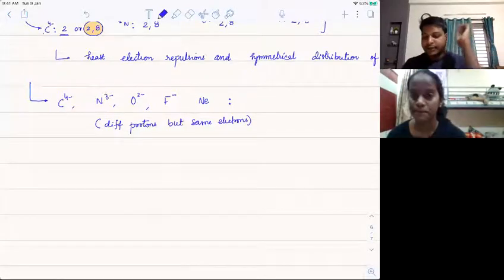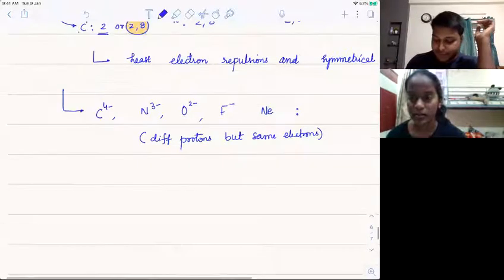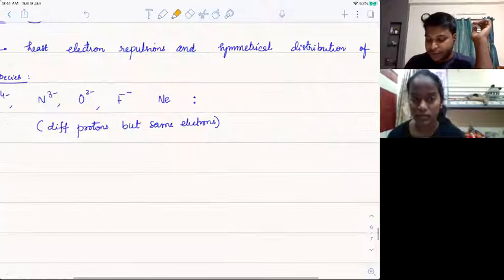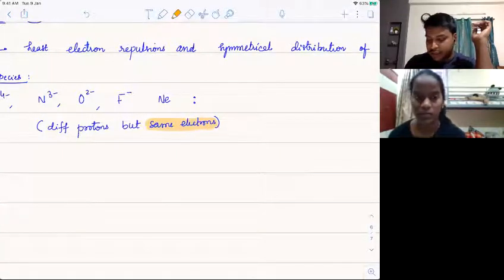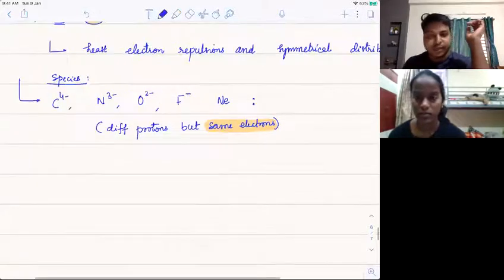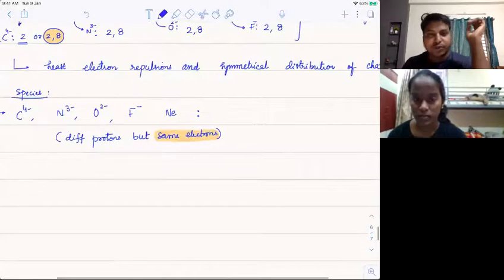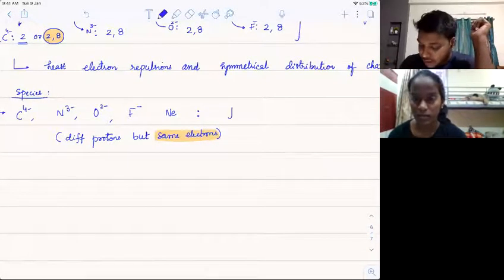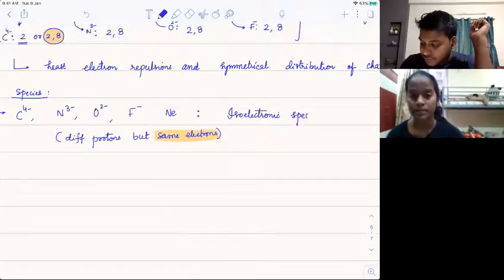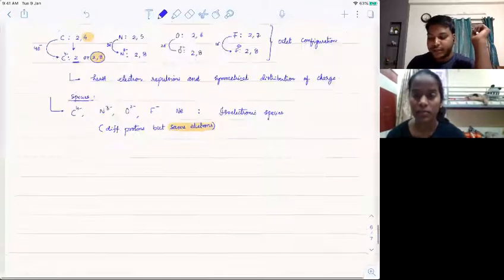If you see all of these species which I have put here, they all have different protons but the same number of electrons, because now they have 10 electrons each, correct? Species having different protons but the same number of electrons are called isoelectronic species. So these are all isoelectronic species.